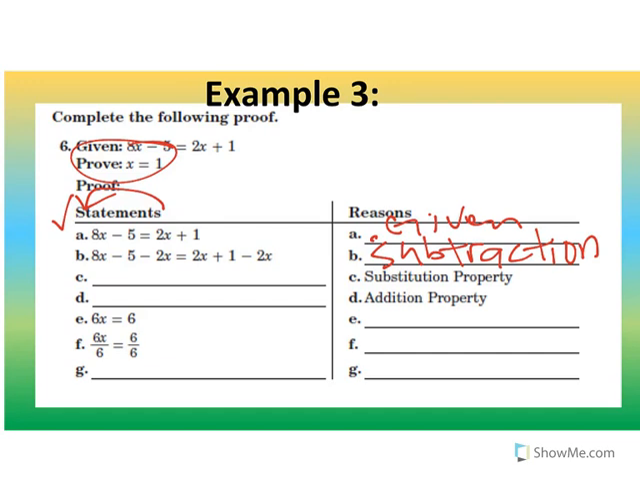Okay, so then we're combining like terms, so then 6x minus 2x will give us 4x, and 2x minus 2x is 0, so this gives us a 1. And the next step is that we want to solve first, so we're going to add 5 to both sides, so we're going to end up with 6x equal to 6. So then this is with combining like terms, so this is called substitution.